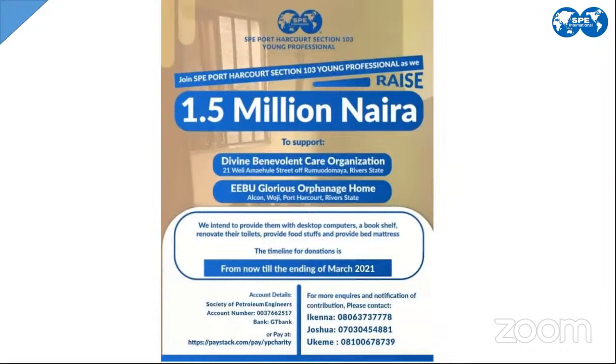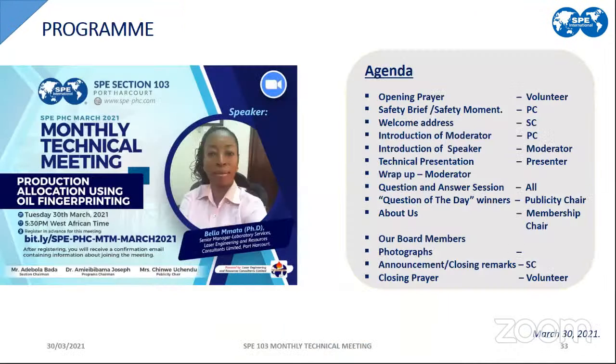They intend to provide them with desktop computers, a bookshelf, renovate their toilets, provide foodstuffs, and provide bed mattresses. And the timeline for donation is from now till the end of March. Already March has ended. So I believe if you have anything, you can still support this initiative so that they can meet their targets to provide these things for the orphanage homes.